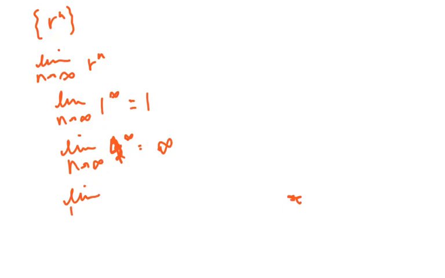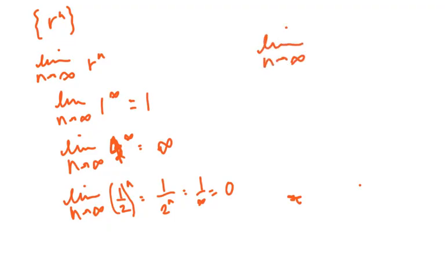Let's talk about a fraction. So if we have the limit as n approaches infinity of 1/2 to the n, that means we have 1 over a very small number. So we have 1 over 2 to the n, which is 1 over infinity, which approaches 0. So when you look at r to the n, what we find is the limit as n approaches infinity of r to the n equals infinity if r is greater than 1, and 0 if r is between 0 and 1.